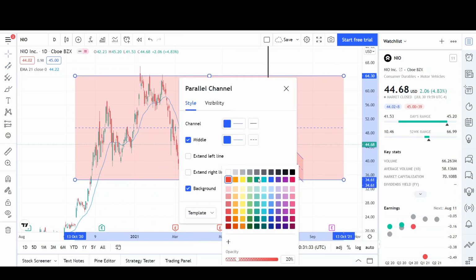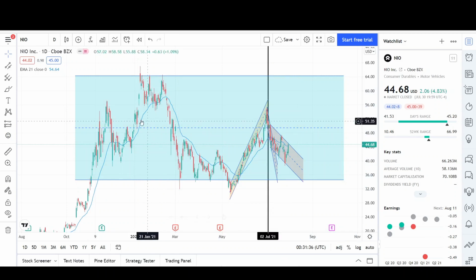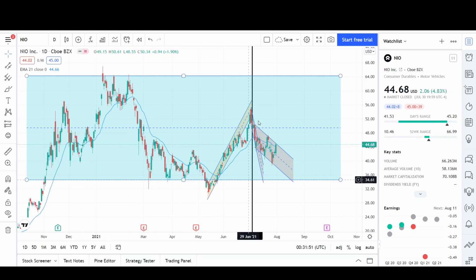Let's make it blue. You can see the midline is acting as resistance and support. Resistance, we come to it, we get rejected. We're finding support at this $34 level. We're getting rejected at this $64 level. So that's a range right here. So in range rules, if we are at the lows, we're going to go up to the highs, and if we're at the highs, we're going to come back to the lows.